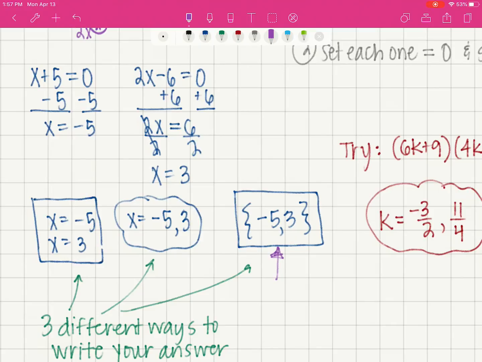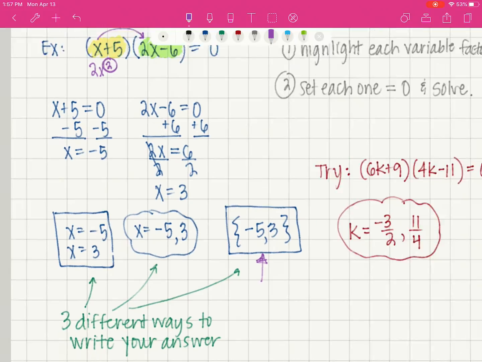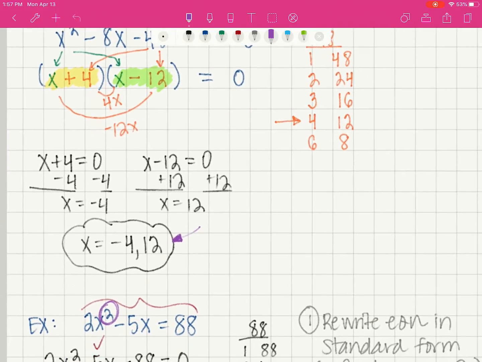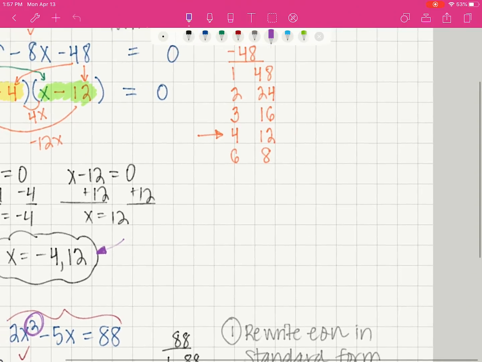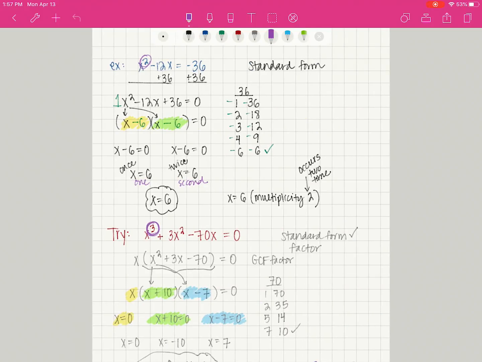So when you have a degree 2, you should expect 2 answers. Sometimes it's a duplicate, but it's 2 answers. When you have a degree 3, you're going to get 3 answers. And if you have a degree 1, that's a linear equation. Those are our equations that we learned how to solve in 8th grade or 7th grade, maybe even 6th grade. Those only had 1 answer. Degree 1, 1 answer. Degree 2, 2 answers. And a degree 3, 3 answers.